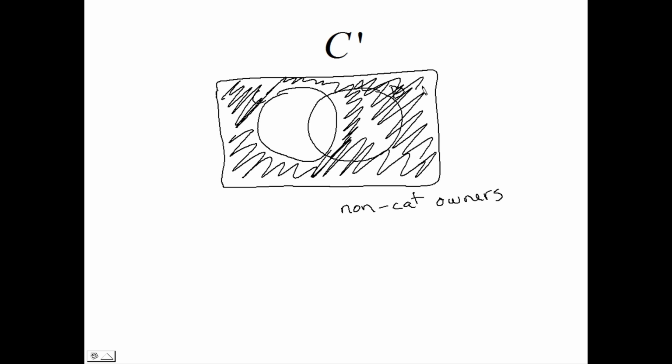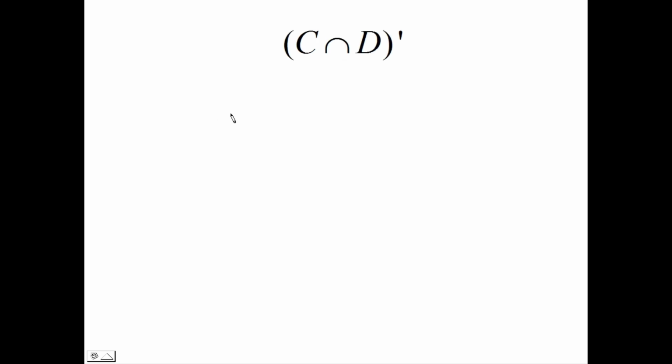All of this will be shaded if we're trying to shade C complement. But that circle C will be left unshaded. Let's look at another one.